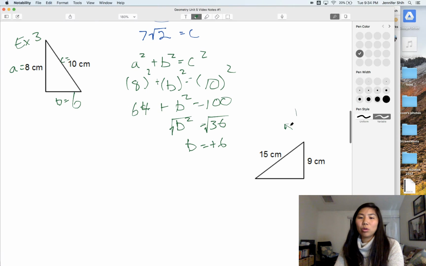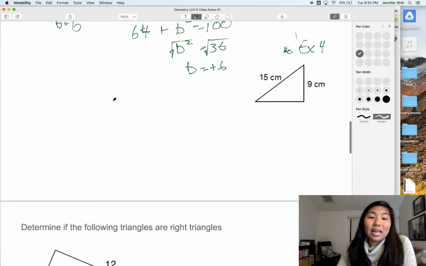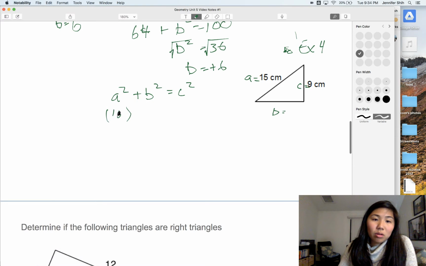Let's do this once more where we can solve for the missing side. So the missing side, again, is not the hypotenuse. The hypotenuse in this case is 9. This is going to be A, and this is going to be B. You can call this B, and you can call this A. That's okay. So this is going to be something squared plus B squared is equal to something squared. Oh boy. All right. I think this is 225. Plus B squared is equal to 81.